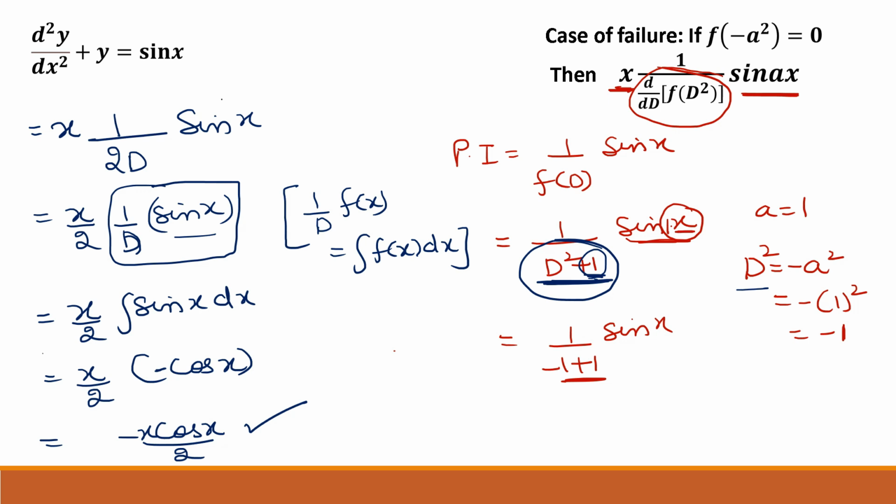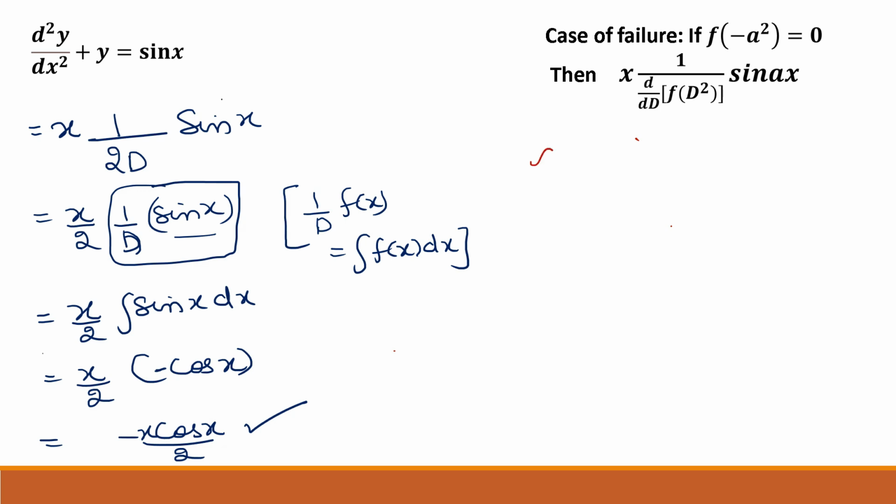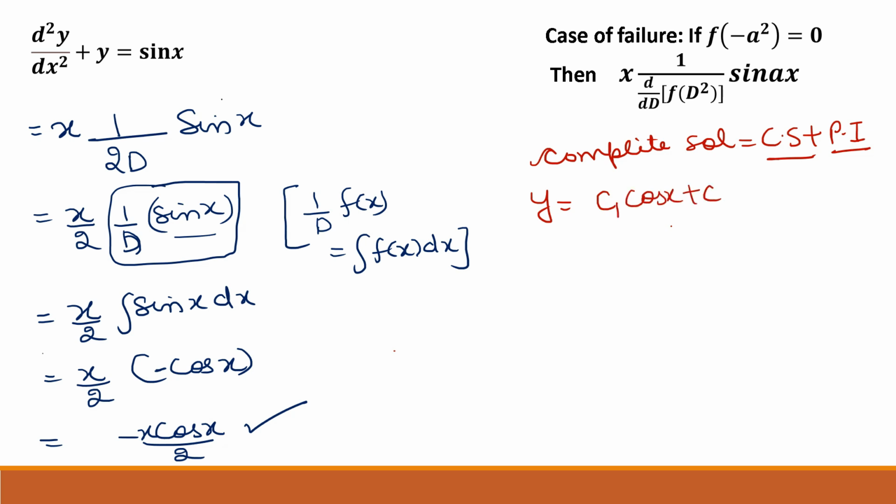Now what will be the complete solution? The complete solution will be equal to the complementary solution plus the particular integral. So what was the complementary solution? Yes, and this is equal to y, the dependent variable. Y is equal to the complementary solution plus the particular integral. So what is the complementary solution? That was c1 cos x plus c2 sin x. And what is the particular integral? This is our particular integral, so minus x by 2 cos x. This is our complete answer.